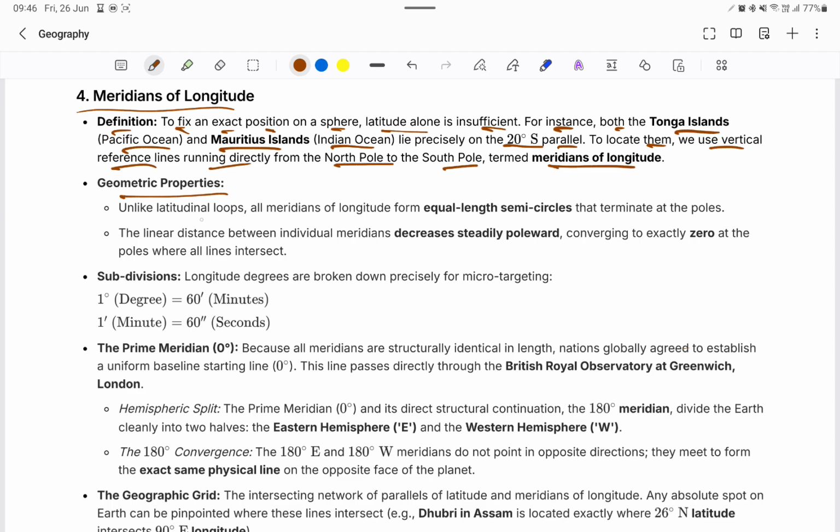Geometric properties: unlike latitudinal loops, all meridians of longitude form equal length semicircles.